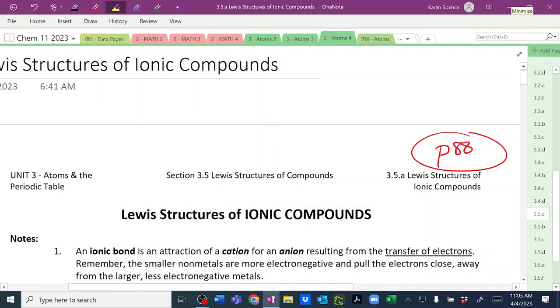So we looked yesterday at Lewis structures of ions, and today we're going to look at Lewis structures of ionic compounds. Okay, so rather than looking at ions in isolation, we're going to look at the formation of compounds.